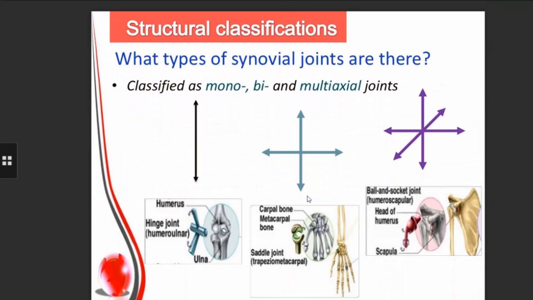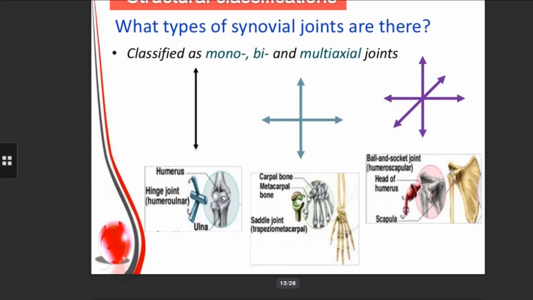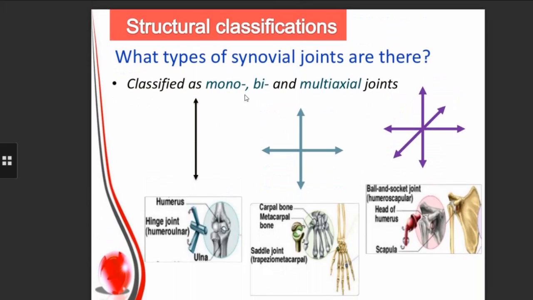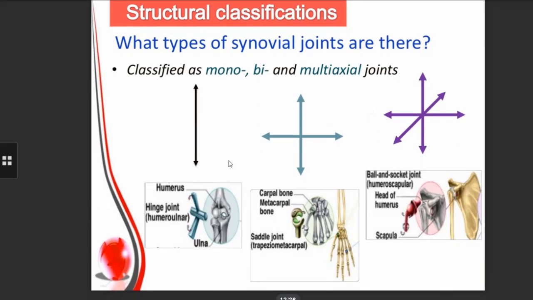On the basis of their axis of rotation, axis of movement, we have classified joints as monoaxial joint, biaxial joint, and multiaxial joint. Monoaxial joint has movement in one axis, biaxial have two axis movement, and multiaxial have three axis movement.